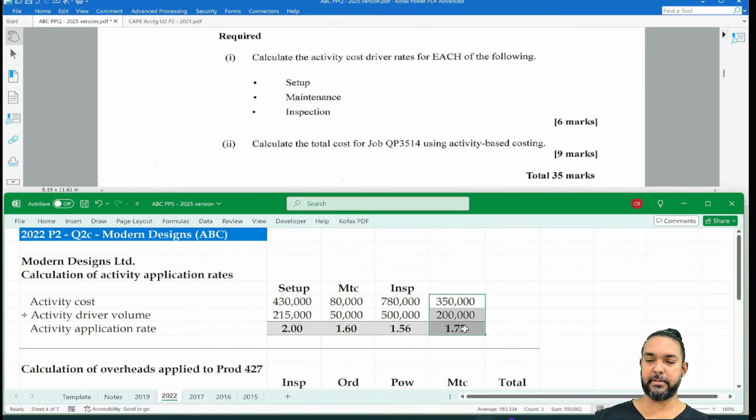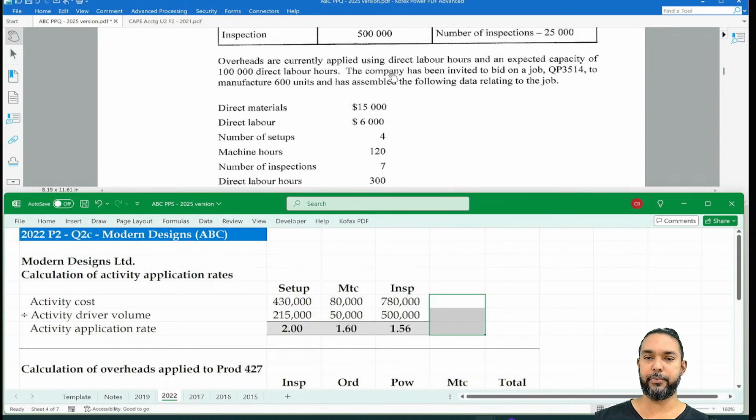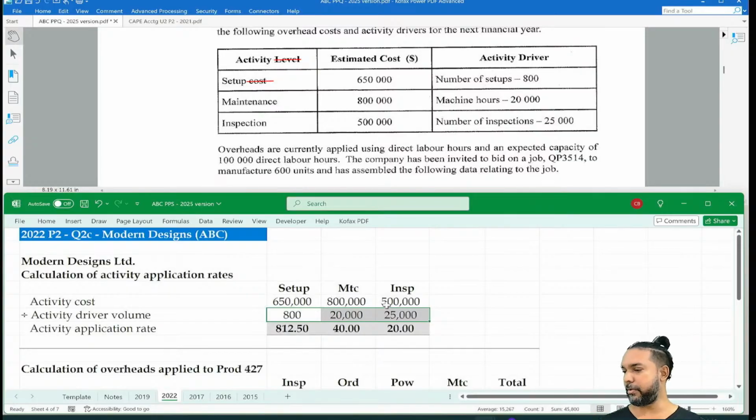We could take off this item here. So the logic will be the same. You'll take your cost. So we have 650, 800, and 500. And then the volume, whoa, definitely press the wrong button there. So 800, 20,000, and 25,000. I think a couple people had sent me some pics, and I think I got those same values there, right? Okay, cool.